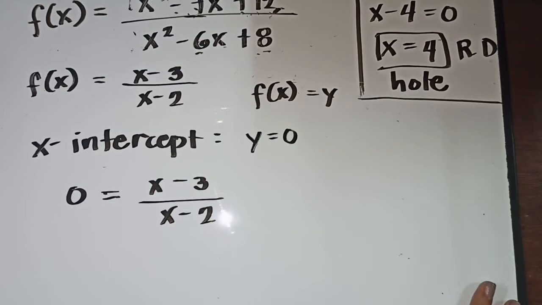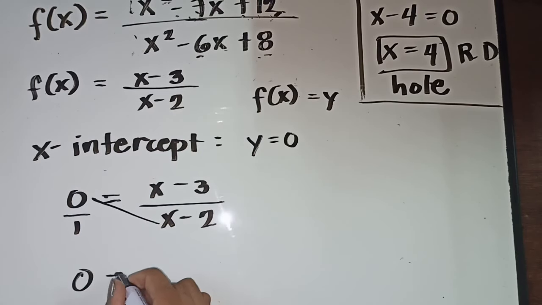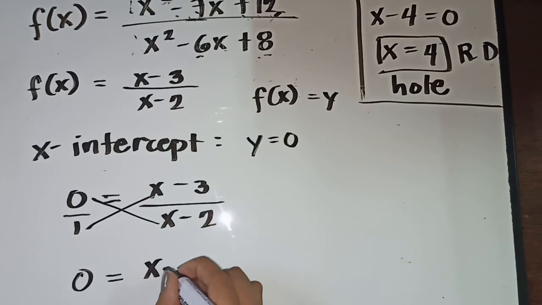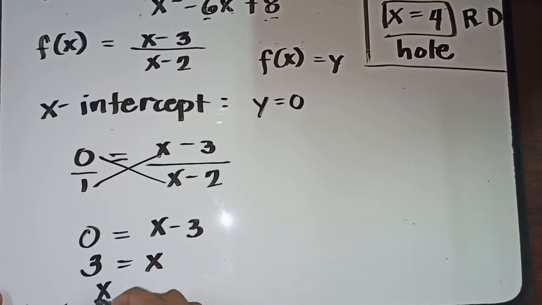Okay. So, next, pwede ako ditong mag-cross multiply or cross multiplication. So, 0 multiplied by x minus 2 is 0. So, that is equal to 1 multiplied by x minus 3 is x minus 3. Okay, so again, x lang yung kailangan ko. So, from negative 3, it will become positive 3 is equal to x, or our x now is equal to positive 3.